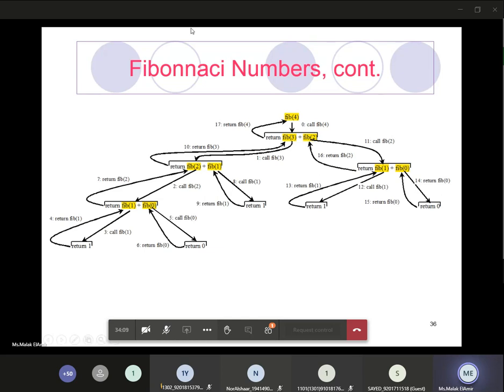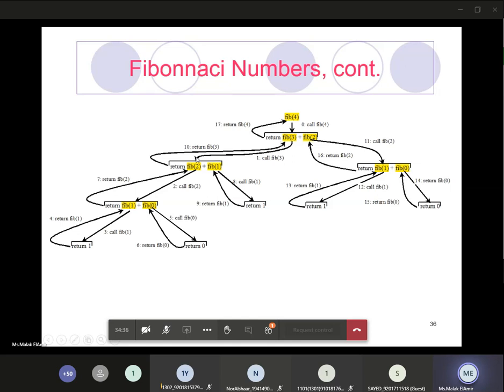Fibonacci of 4 is Fibonacci of 3 plus Fibonacci of 2. Let's take the right hand. Fibonacci of 2 will be Fibonacci of 1 plus Fibonacci of 0. What will return from 0? 0. What will return from 1? 1. So 1. Okay, and what will be Fibonacci of 2? It will be from here 1. Okay? And now go there.